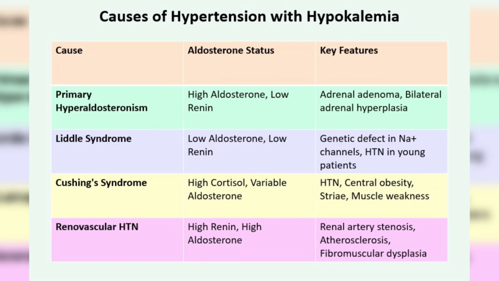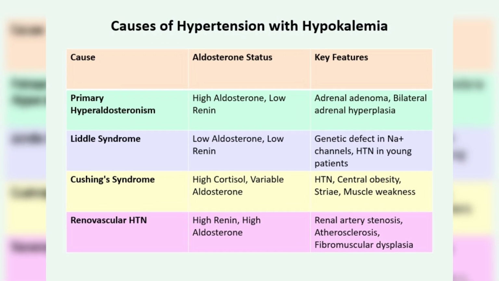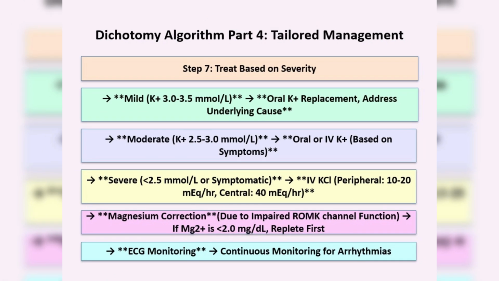And of course, a good physical exam is always important. Absolutely, especially blood pressure. Okay, so we've diagnosed our patient with hypokalemia. We know the cause. What's next? How do we fix it? Well, the big picture is this. Fix the underlying cause, replace the potassium, and watch them like a hawk.